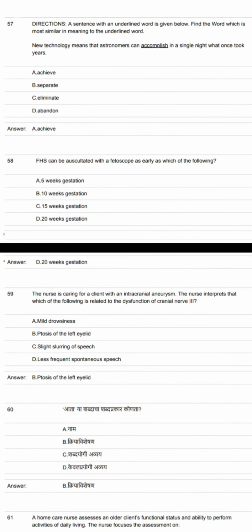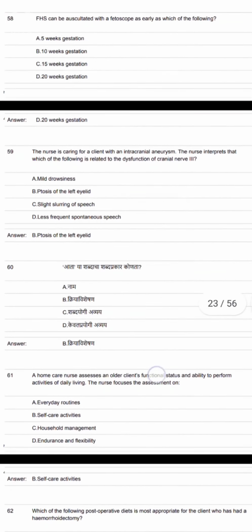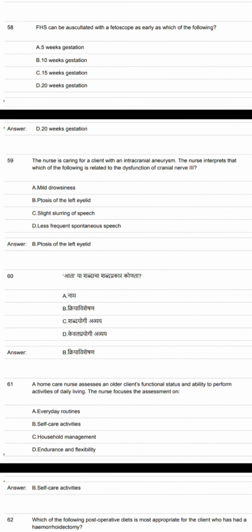59th. A nurse is caring for a client with an intracranial aneurysm. A nurse interprets that which of the following is related to dysfunction of cranial nerve 3? So the answer is B. Ptosis of the left eyelid.